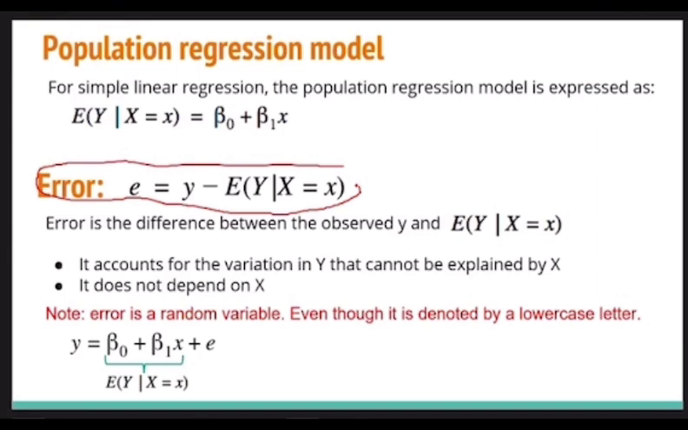So error, what you are seeing on the board now, E, error equals Y minus the expectation of Y given X. What is Y? Y in this case is observed. What you observe, like what happened in reality. Then the expectation of Y given X is what your model suggests. Does that make sense? The expectation of Y given X is what your model suggests about reality. Y is the reality itself.